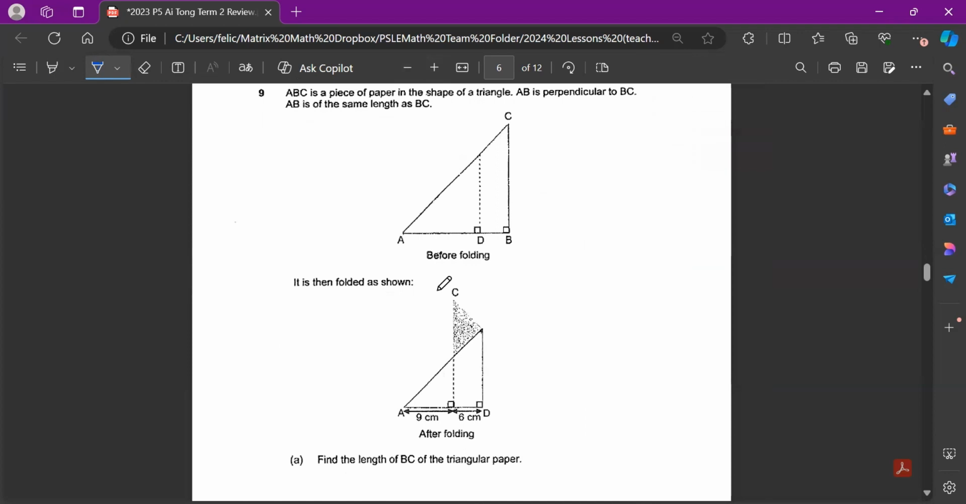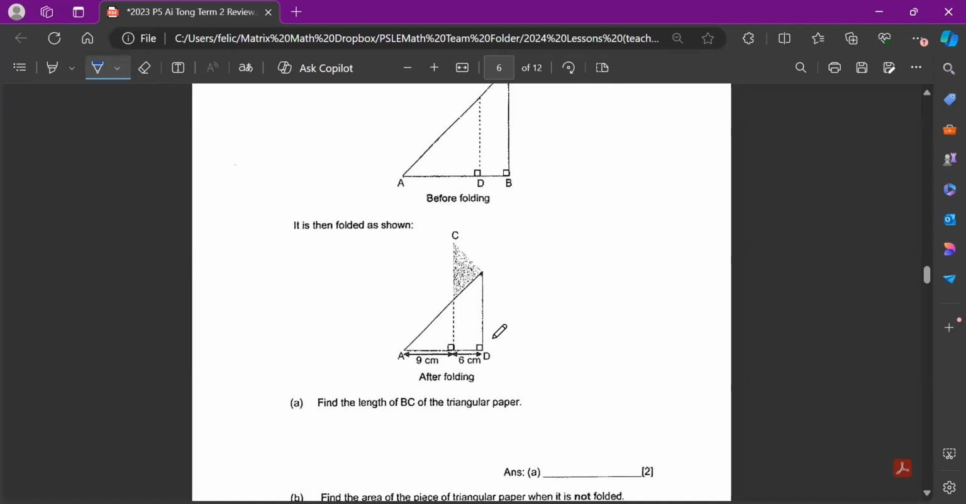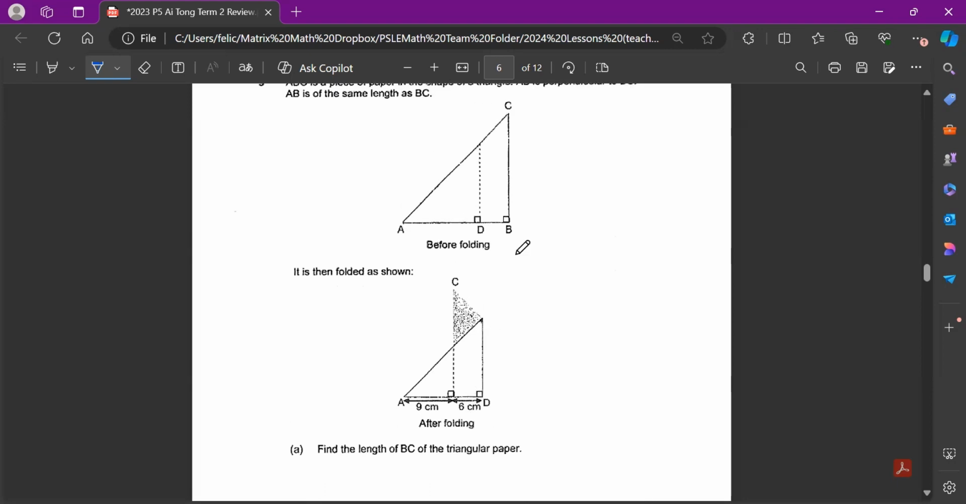So if you notice the way that they are folding, okay, the way the paper is folded is that it's folded along this dotted line. I hope you all can see that, because your corner D ends up here at the most corner after folding. It's folded along this dotted line, basically. Part A asks us to find the length of BC of the triangular paper. So you want to find BC over here.